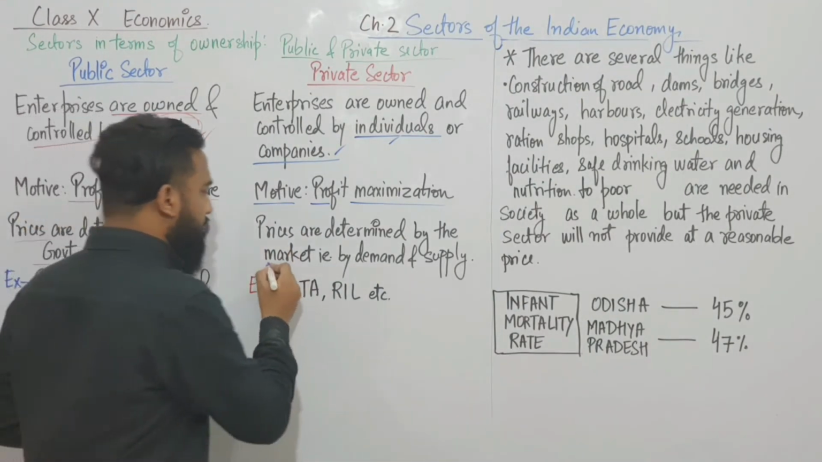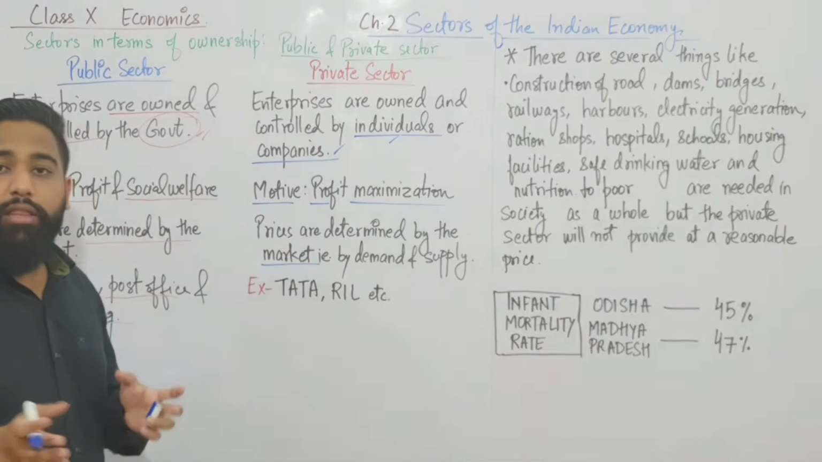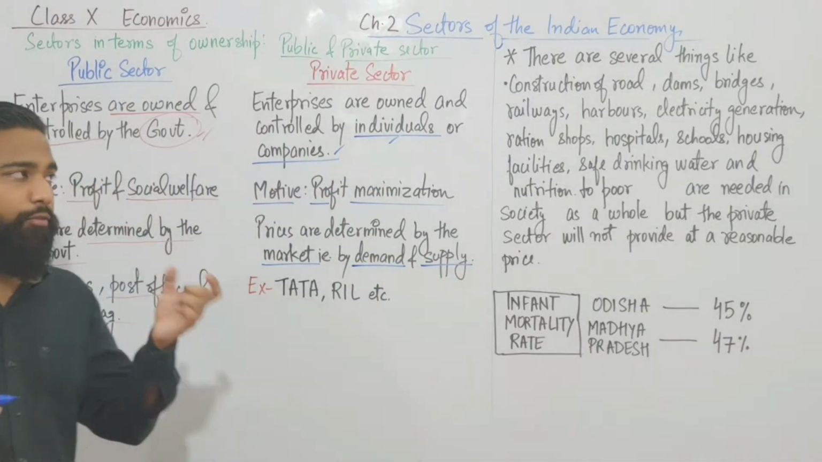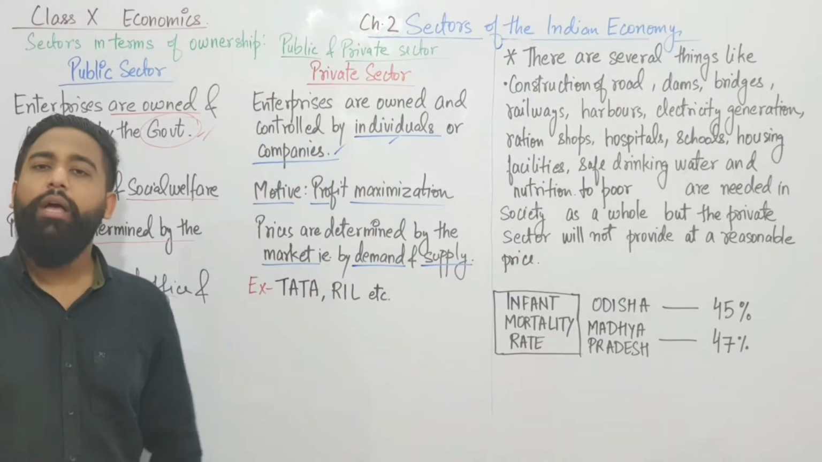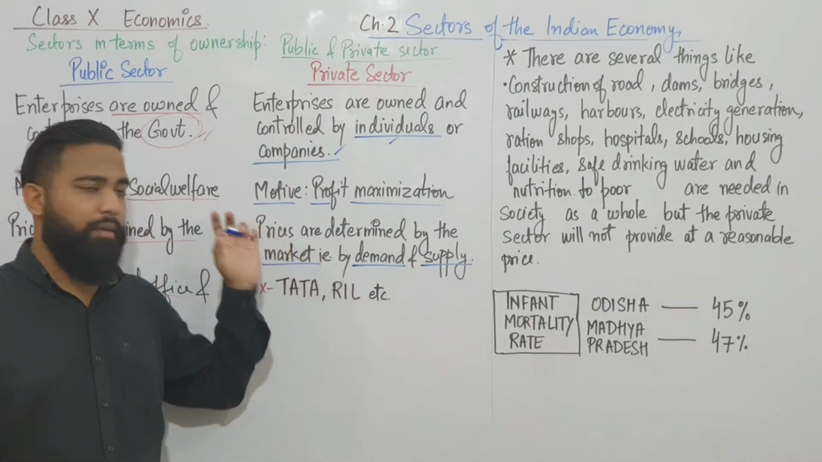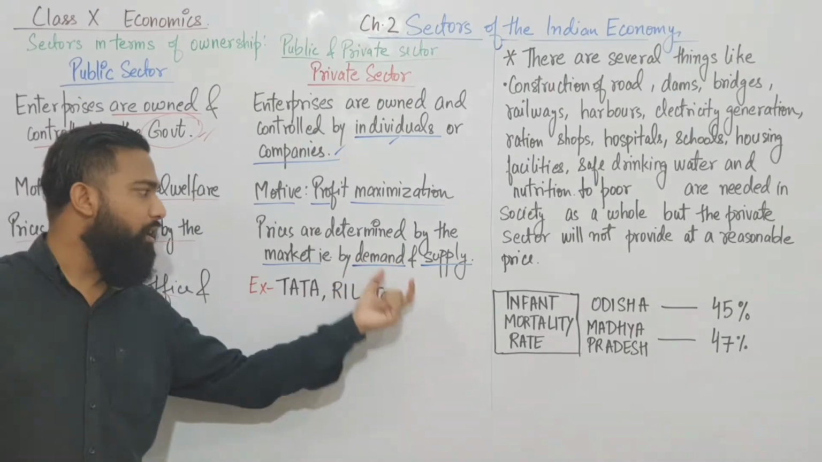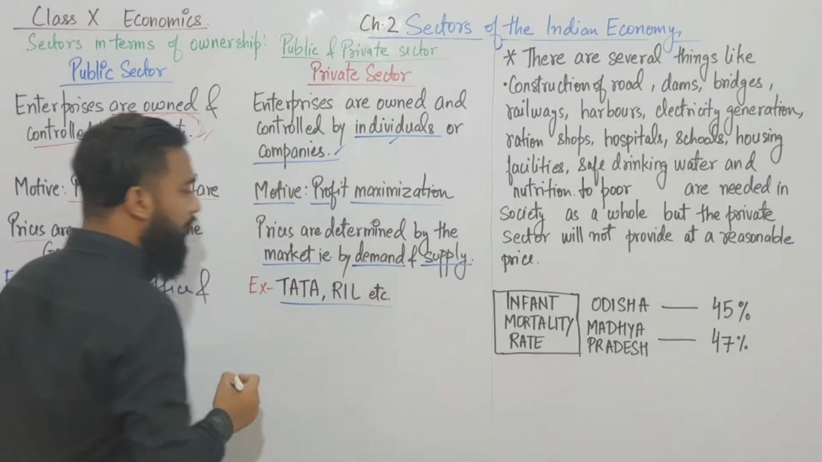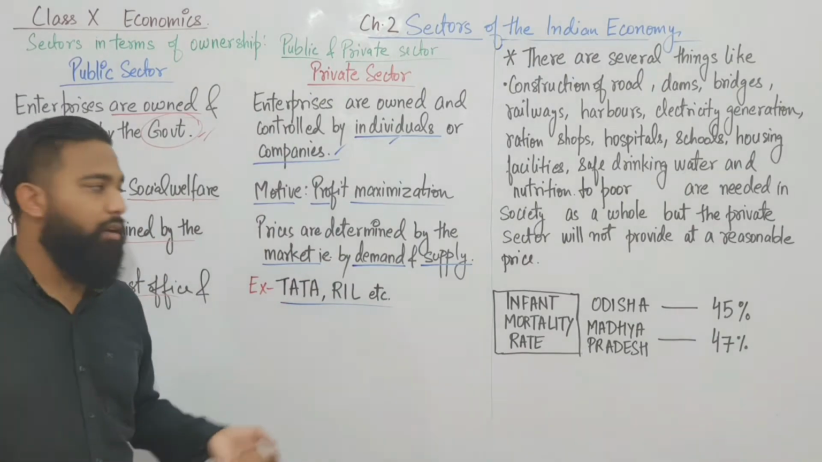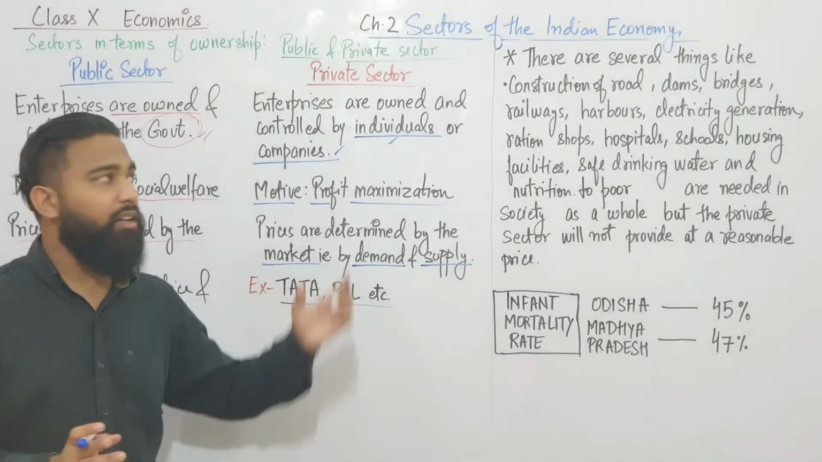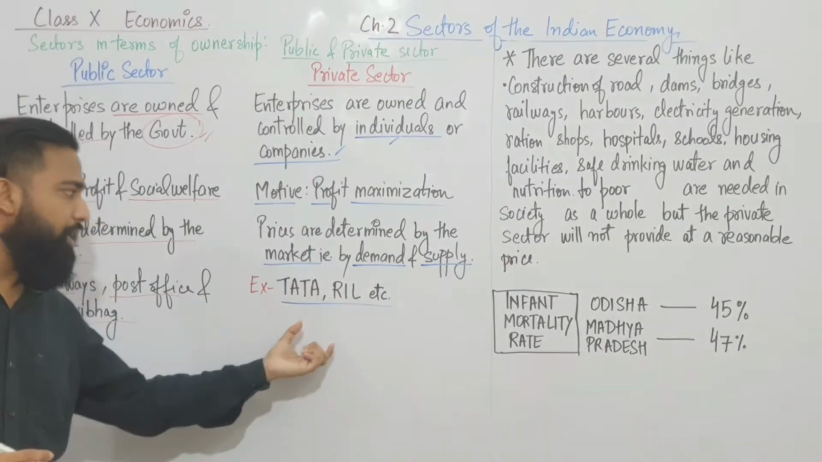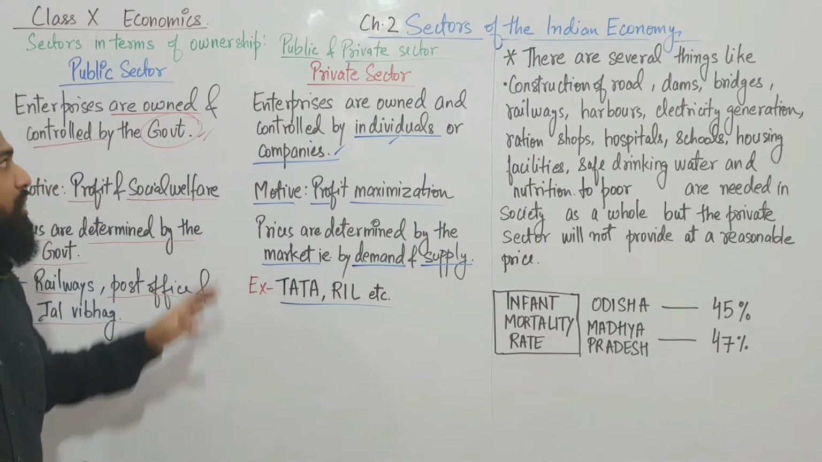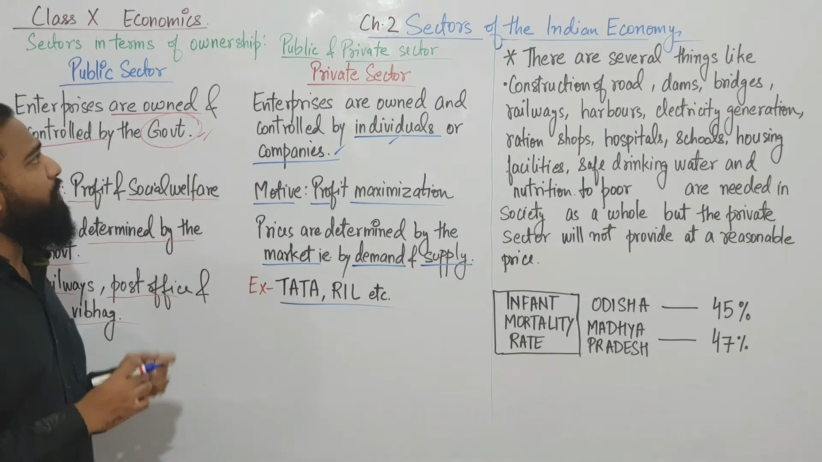Prices are determined by the market, meaning they are decided according to the demand and supply of whatever good they are producing in the private sector. The prices are determined by the market, that is demand and supply. Now for example, Tata and Reliance Industries Limited. So these are your private sector. These companies come under the private sector. They are owned by private individuals. So these are your sectors in terms of ownership.